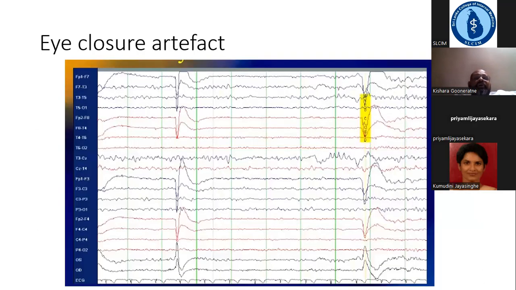Right. So again, an example of artifact. When you're interpreting the EEG, you have to also look at these artifacts. This is a typical eye closure artifact, again found in the anterior leads. You see the montage on the left, right? And then you have these eye closure artifacts, which are occurring close together.